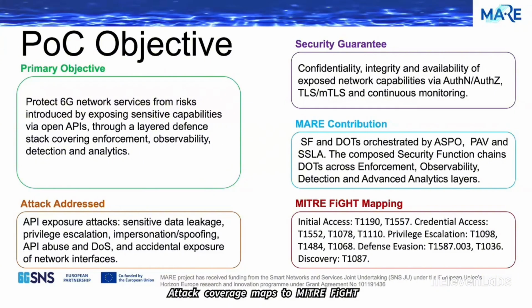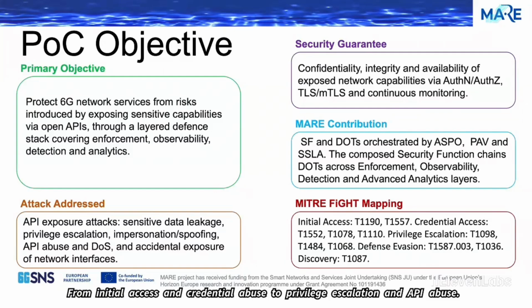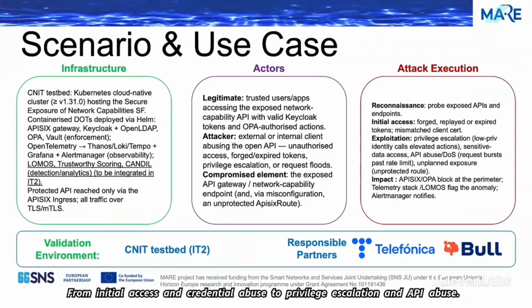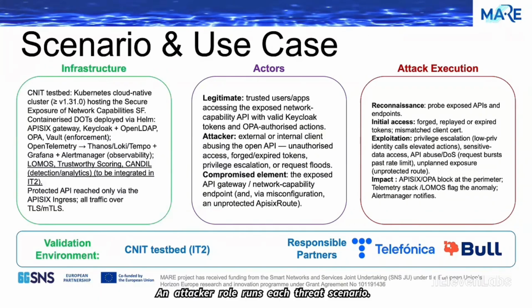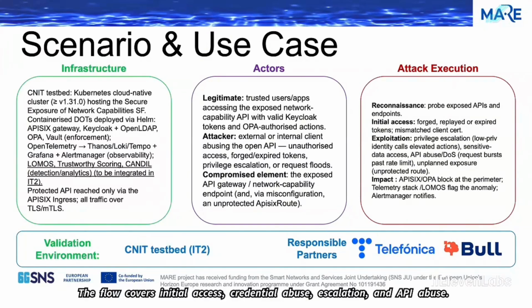Attack coverage maps to MITRE ATT&CK across 5 threat categories, from initial access and credential abuse to privilege escalation and API abuse. The testbed is a Kubernetes cluster, simulating a 6G API environment. Actors include trusted users or apps accessing the exposed network capability. An attacker role runs each threat scenario. The flow covers initial access, credential abuse, escalation, and API abuse. Real Kubernetes components are combined with scripted attack injection.